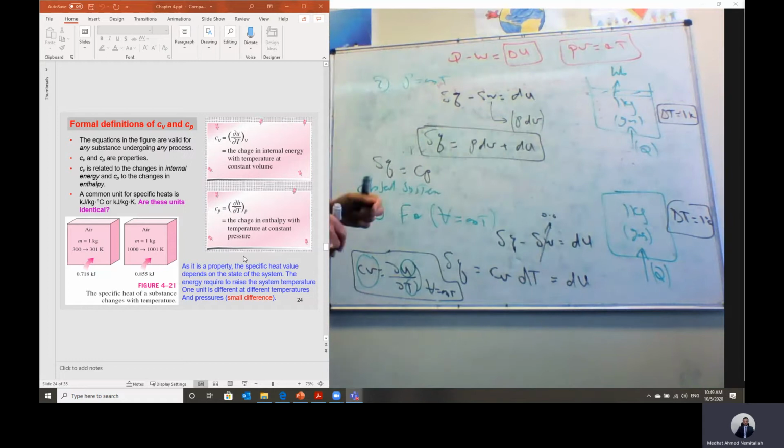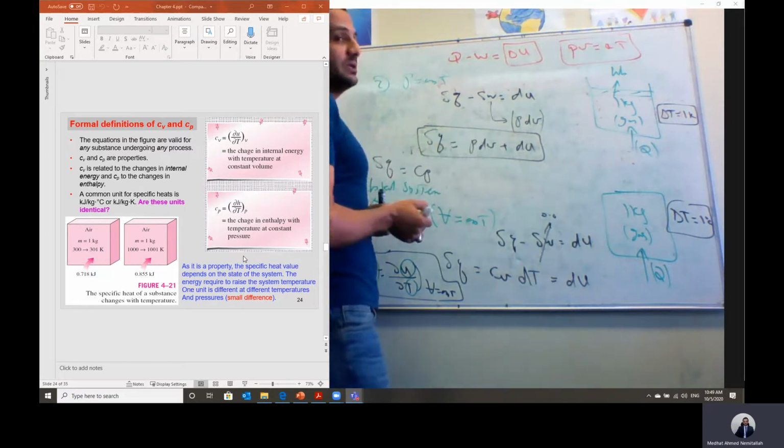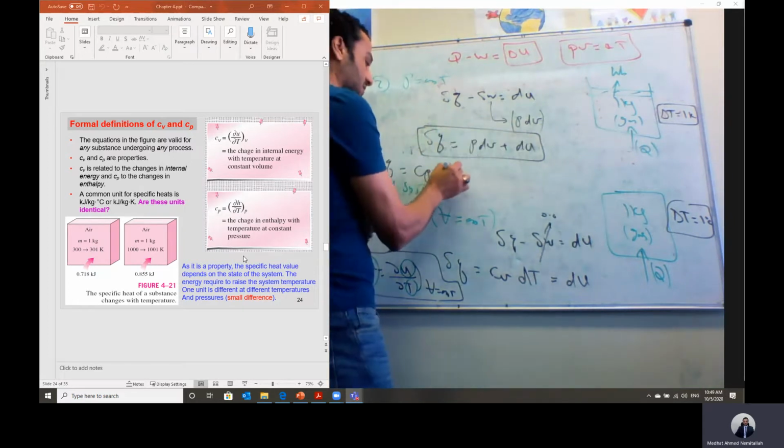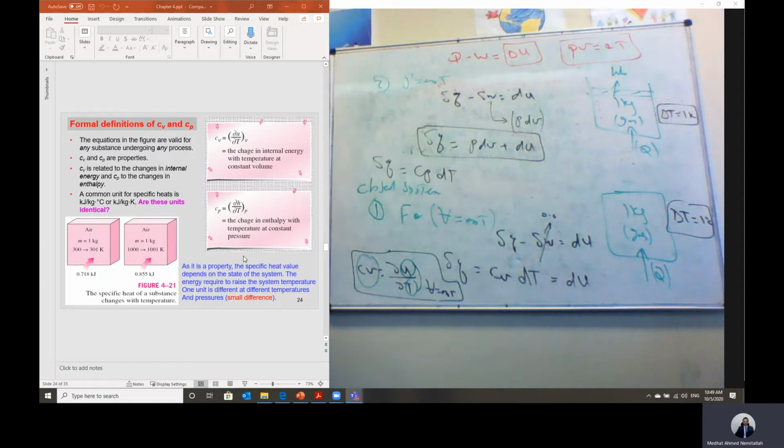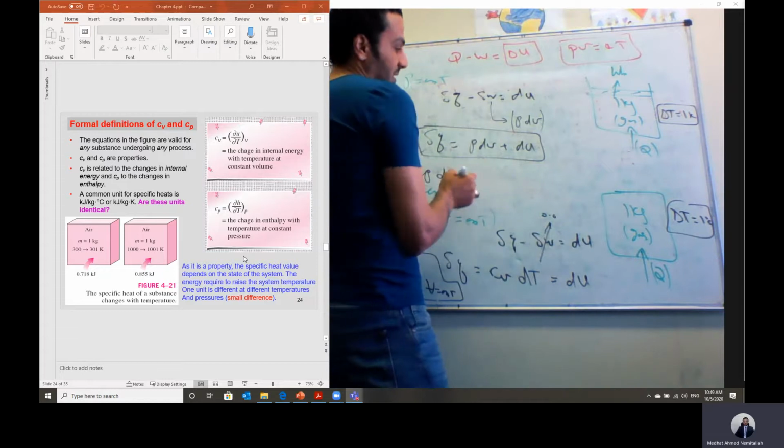But if we have added more heat and delta T rose by more than 1, then in this case we have to multiply by delta T, the temperature rise. So delta Q is equal to Cp dT.